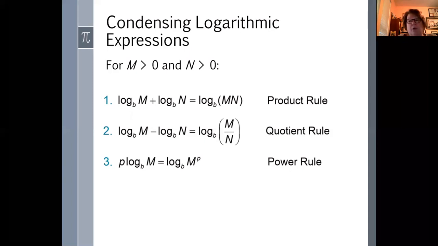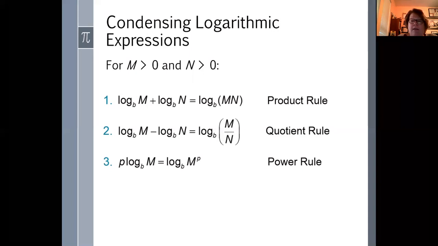You can also use the quotient rule to condense a logarithm. If you have the difference of 2 logarithms, you can write that as the logarithm of the quotient. So using the quotient rule in reverse. So the log base b of m minus the log base b of n can be written as the log base b of m divided by n.